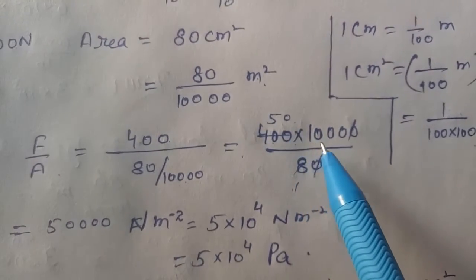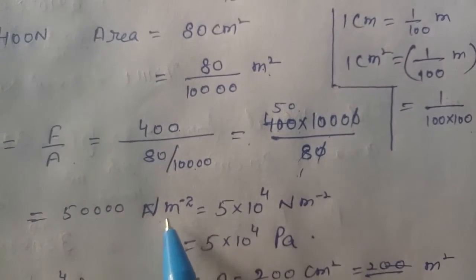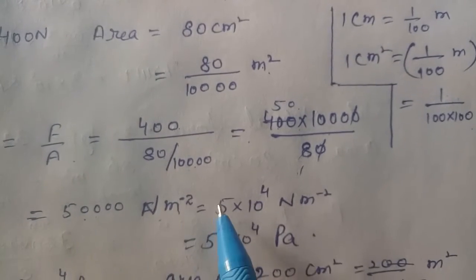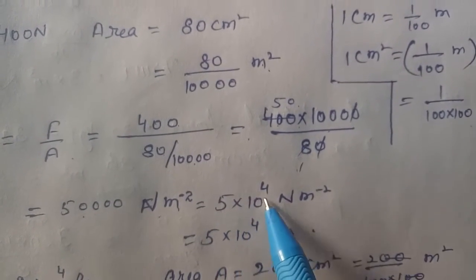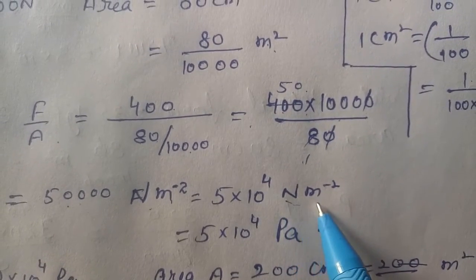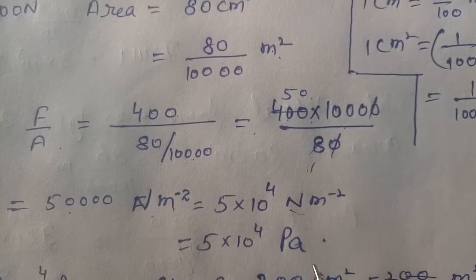So 50 multiply 1000, you can write 50,000 Newton per meter square, or 1 2 3 4, there are 4 zeros, so 5 into 10 raised to power 4 Newton per meter square. Or instead of Newton per meter square, you can also write unit of pressure, that is Pascal.